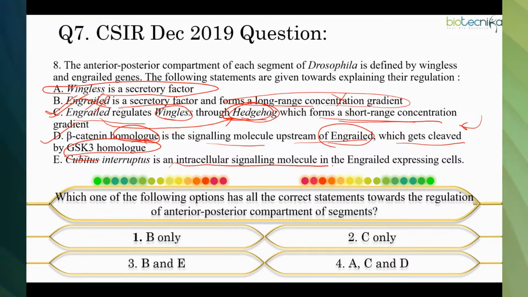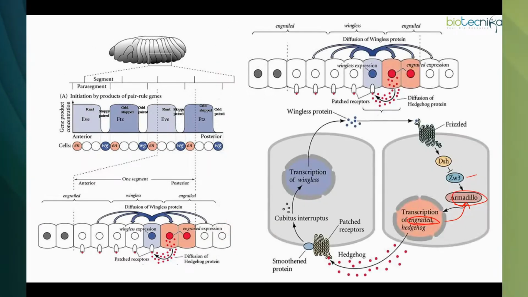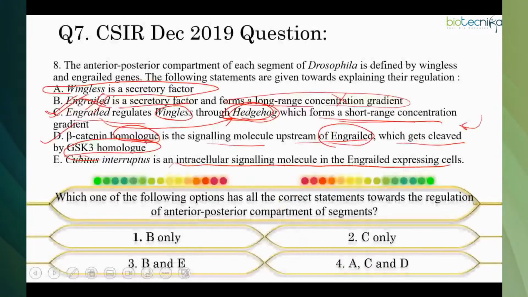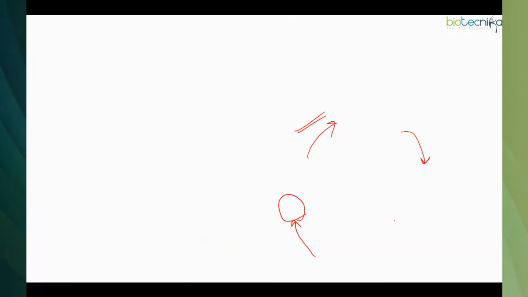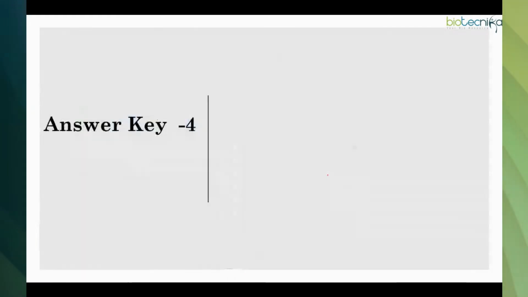Ci is an intracellular signaling protein in the engrailed expressing cells. No, not at all. Just now we saw Ci is expressed in the wingless secreting cells. Engrailed secreting cells means Wnt signaling, and wingless secreting cells means the hedgehog signaling will be taking place. So Ci will be acting in the wingless secreting cells, not in the engrailed ones. So that's why E is wrong. A, C and D, option 4, is the right statement.